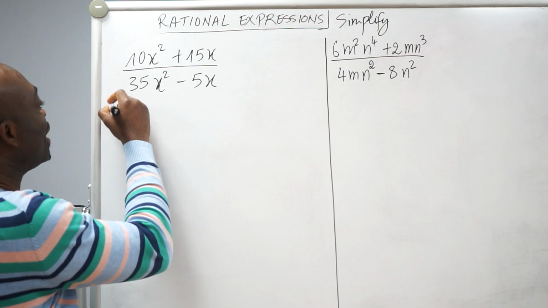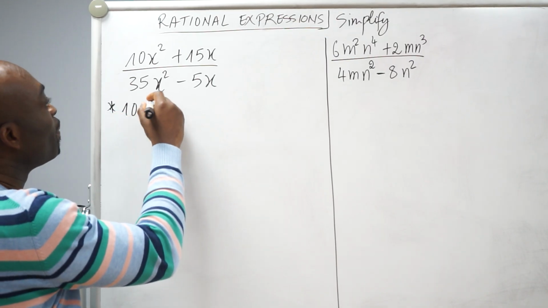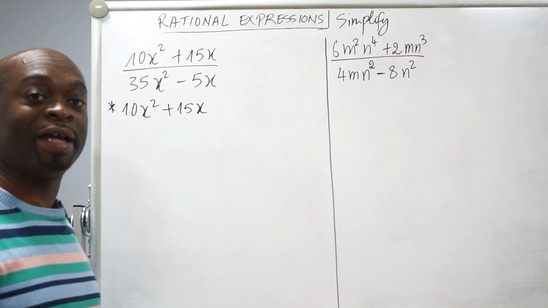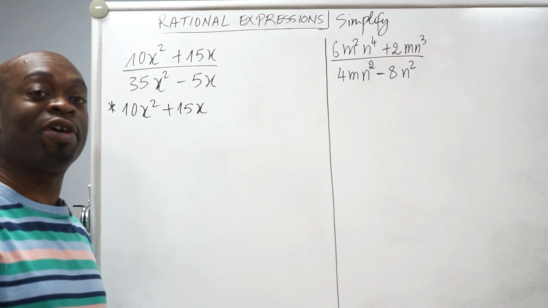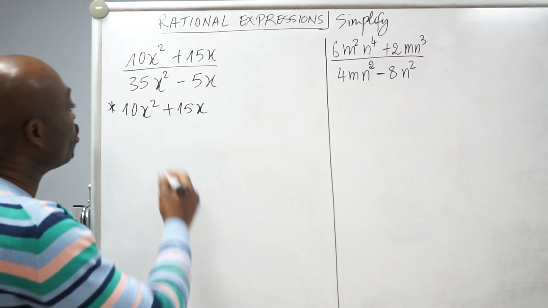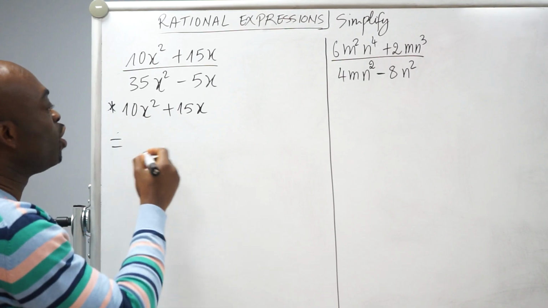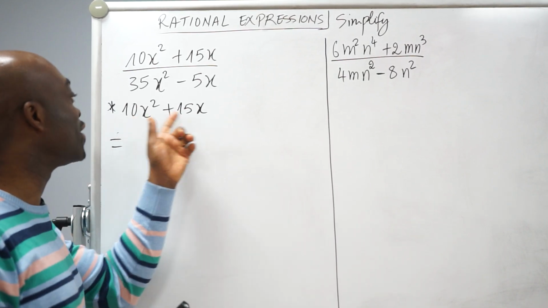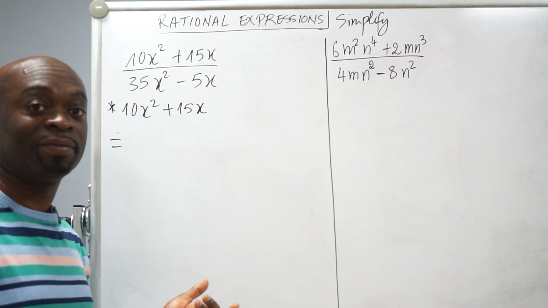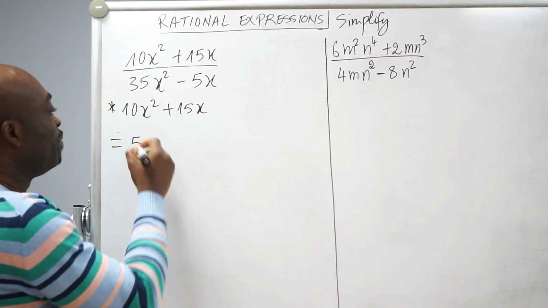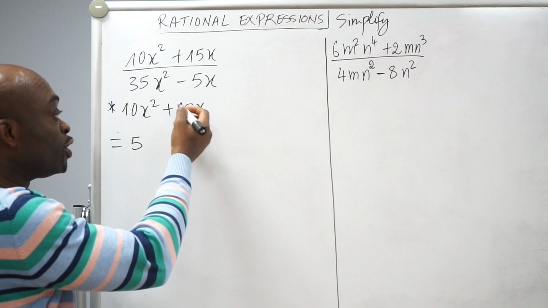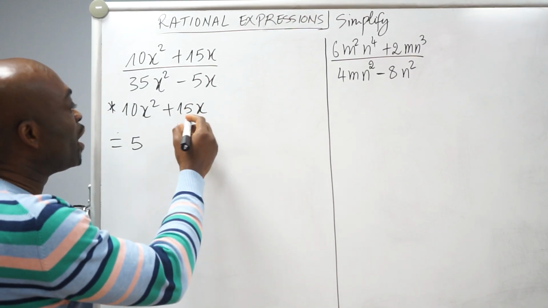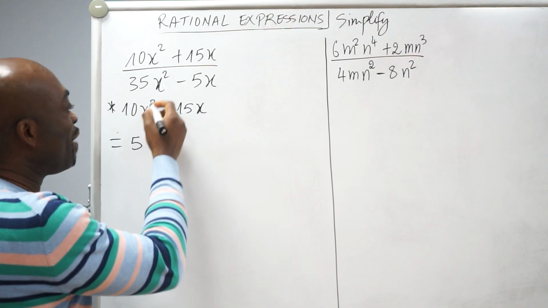So what are we going to do? We're going to take 10x squared plus 15x, and we're going to factor it first. All right? Here we're going to use the greatest common factor. The greatest common factor will give us what? That means what's the common number, the highest one, that can go into 10 and 15 evenly? That'll be 5. Because 5 can go into 10 twice, 5 can go into 15 3 times. You good? All right? So then when it comes to the variables, you have x squared and x.